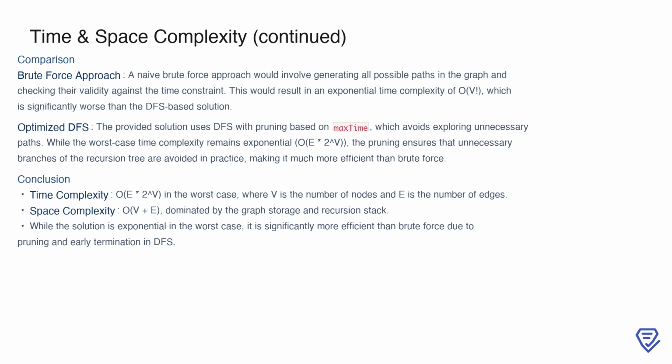In conclusion, the time complexity in the worst case remains O(E*2^V), and the space complexity is O(V plus E), which is dominated by the graph storage and the recursion stack. While exponential in the worst case, the pruning and early termination mechanisms make the DFS approach significantly more efficient than brute force in real-world scenarios.